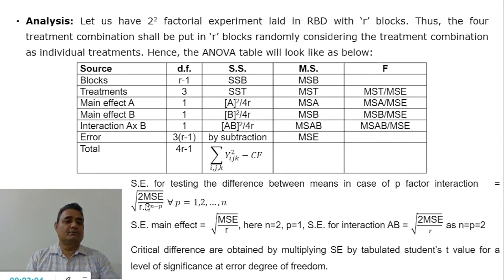This is the general formula. If you want to find out the standard error of a main effect, then it is root of MSE by R. And if you want to find out the standard error of the interaction effect, it is root of twice MSE by R. So after computing the SE, you can multiply this SE with the respective tabulated value of student t, at a particular level of significance and error degrees of freedom, and we can compute the CD, by which you can compare various levels of A, various levels of B and their interaction.